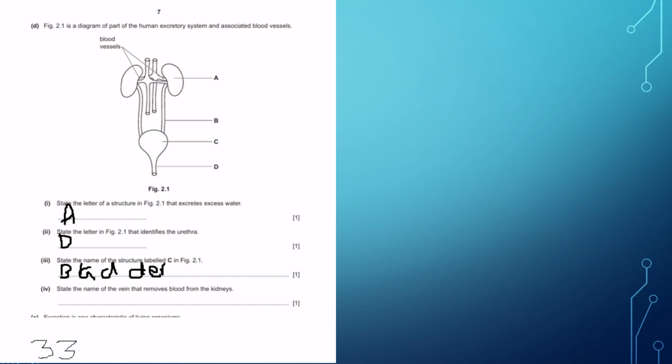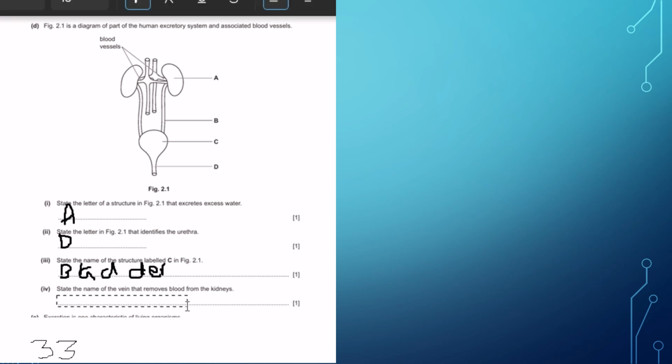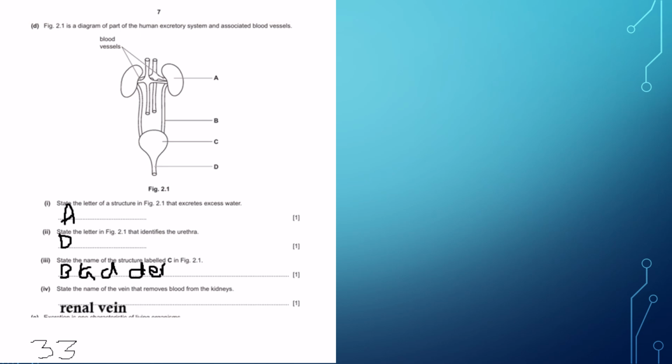And last but not least, down here, they ask what's that? The vein, and that's the renal vein. So this is one of the easier structures I've ever seen about the kidney. It's also an extended, a core question, and usually extended ones will be harder. But it's good to know the figures in 13.1 excretion.